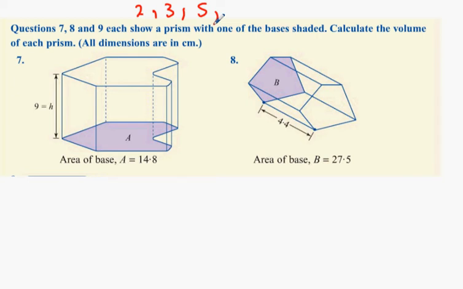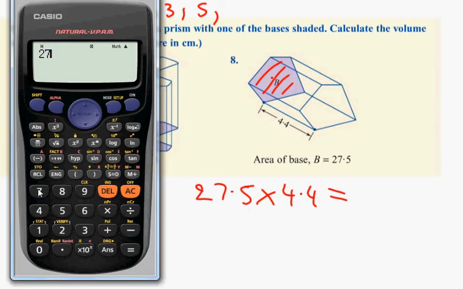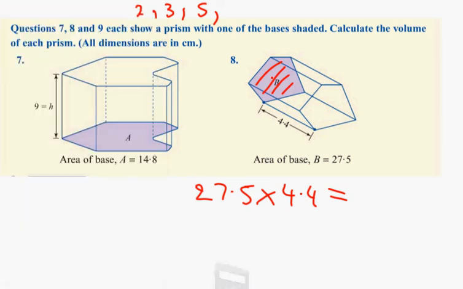Now, what we have here is the area is 27.5. Everybody happy enough with that? And then how far does it go in? So just multiply 27.5 by 4.4, and you can find out your answer quite easy. Anybody? 121. So 121, and it says dimensions are once again in centimeters up here.